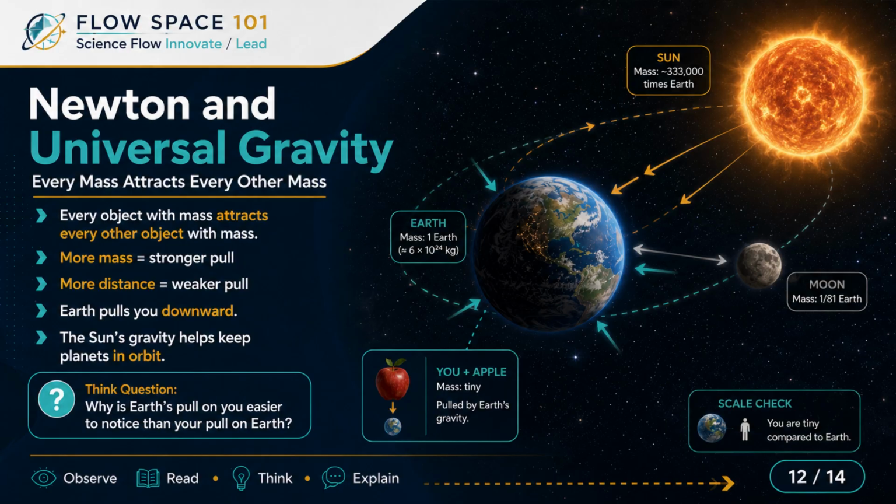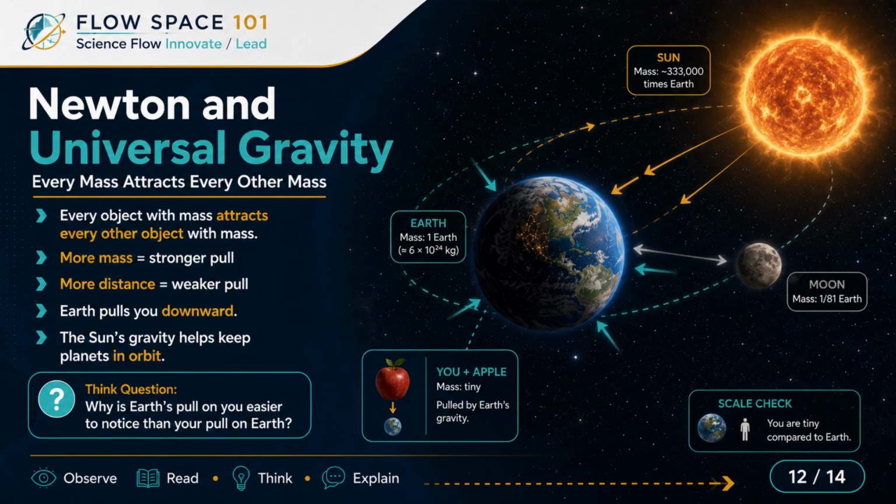Newton also developed the law of universal gravitation. This law says that every object with mass attracts every other object with mass. You pull on Earth, and Earth pulls on you. The gravitational forces are equal in size, but their effects are very different. Because Earth has an enormous mass, its acceleration is far too small for us to notice. Your much smaller mass means Earth's pull produces a noticeable acceleration in you.